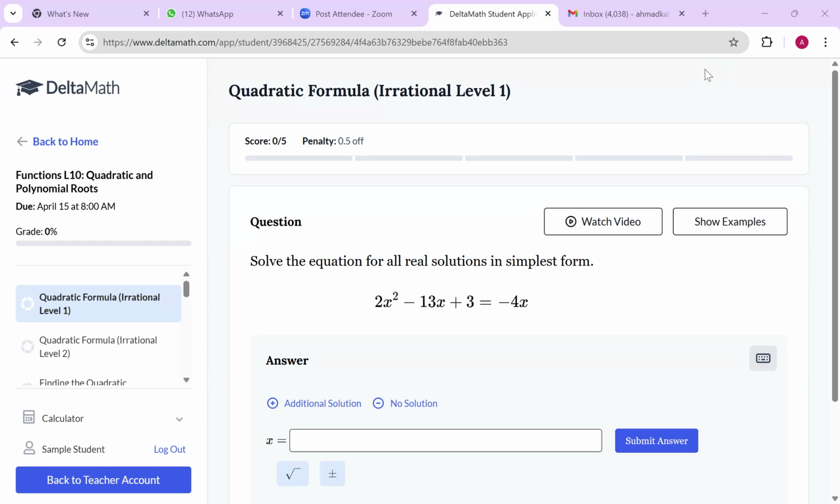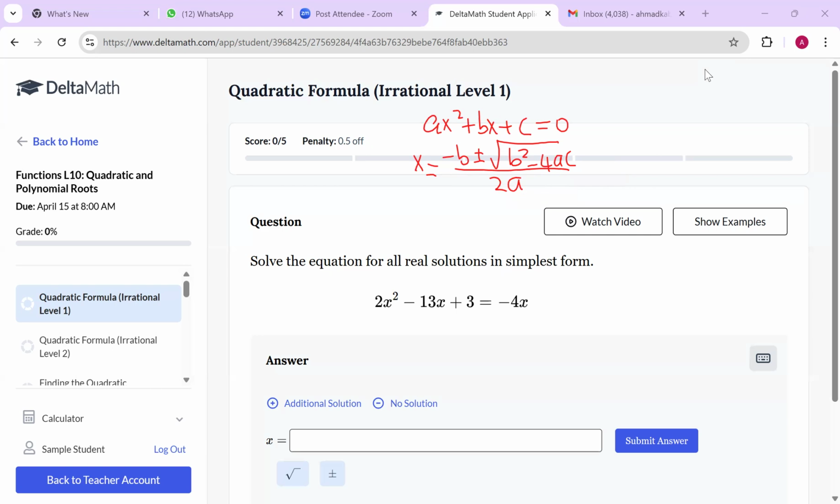So the quadratic formula is a technique that is used to find the value of x that satisfies a quadratic equation. And for a quadratic equation of the form ax squared plus bx plus c equals 0, the quadratic formula is given as x equals minus b plus minus root of b squared minus 4ac all over 2a.